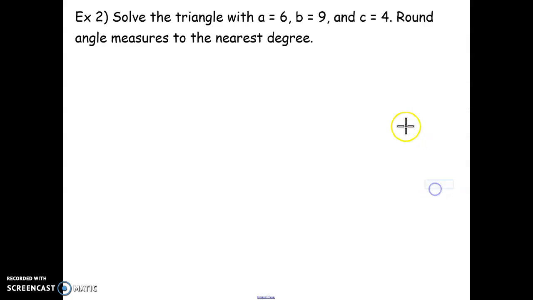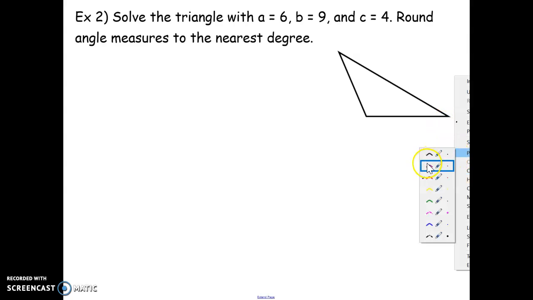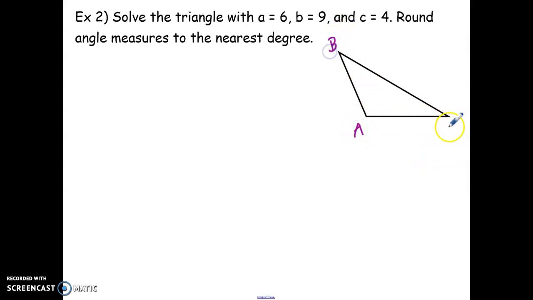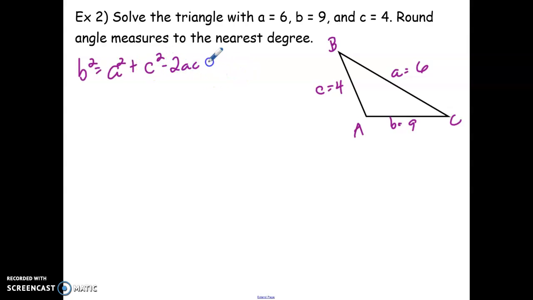And start by drawing this out, and labeling your sides. So side A is 6, side B is 9, side C is 4. Okay, longest side is B, so we're going to find angle B here. And we're going to use the formula B squared equals A squared plus C squared minus 2AC cosine of B. And plug in what we know. So we have 9 squared equals 6 squared plus 4 squared minus 2 times 6 times 4 times cosine of B.